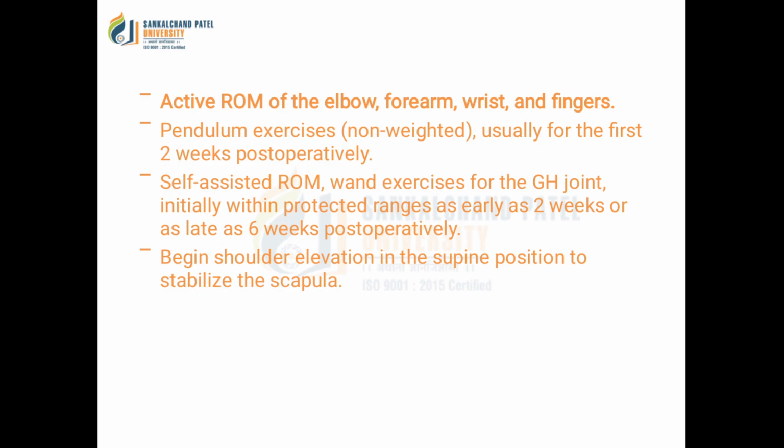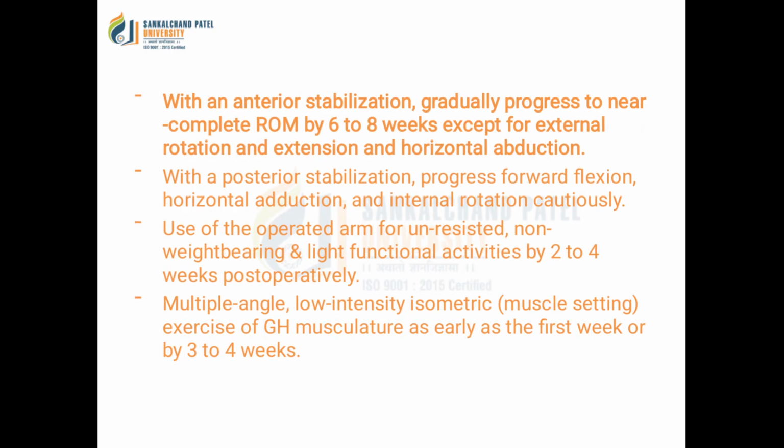Begin shoulder elevation in the supine position to stabilize the scapula. With the anterior stabilization, gradually progress to near complete range of motion exercise by 6 to 8 weeks, except for external rotation, extension and horizontal abduction. With the posterior stabilization, progress towards flexion, horizontal adduction and internal rotation cautiously. Use of the operated arm for unresisted, non-weight bearing and light functional activities by 2 to 4 weeks post-operatively.